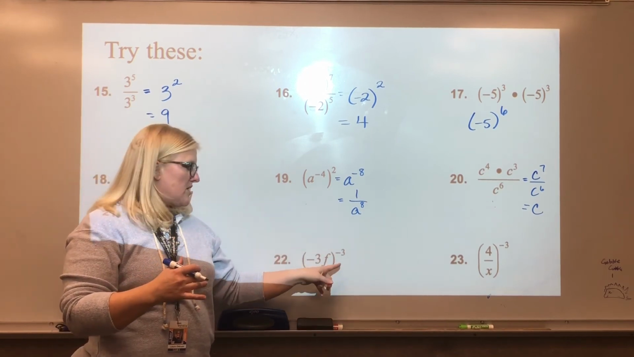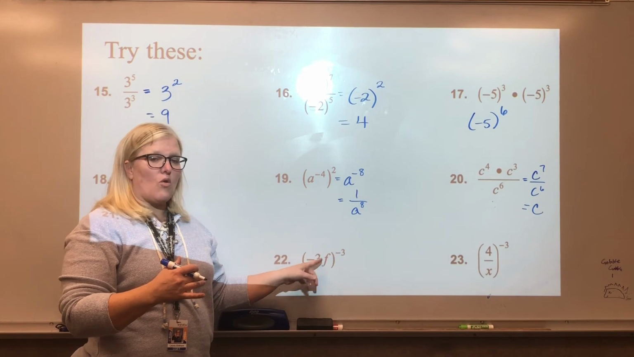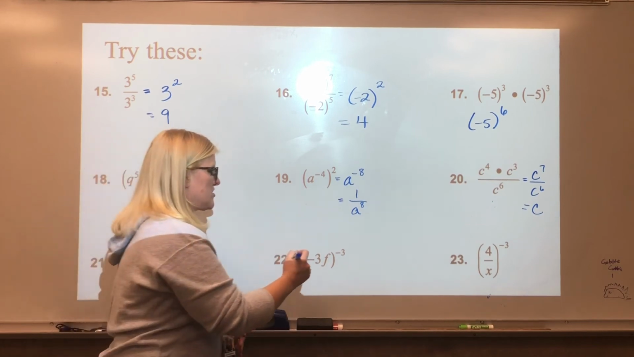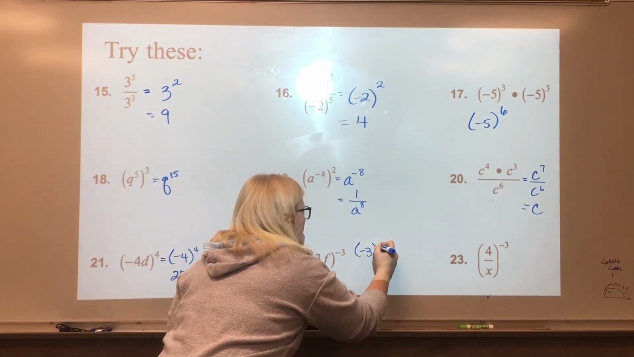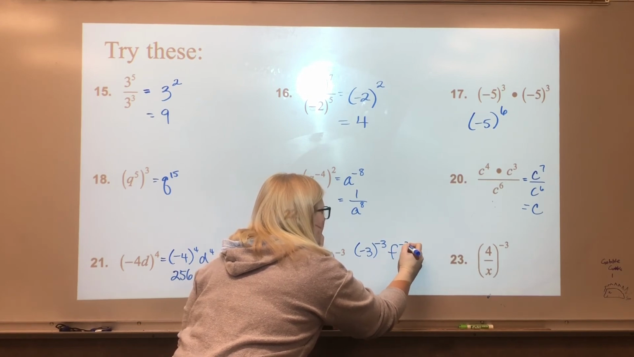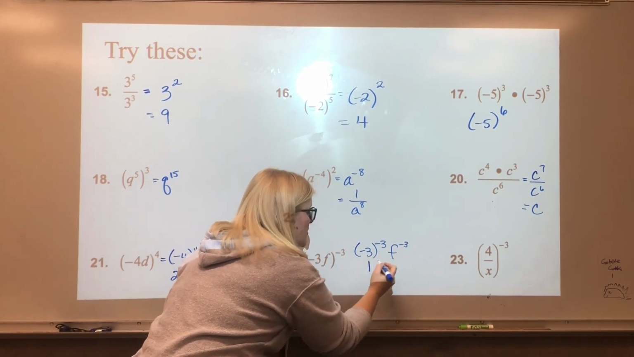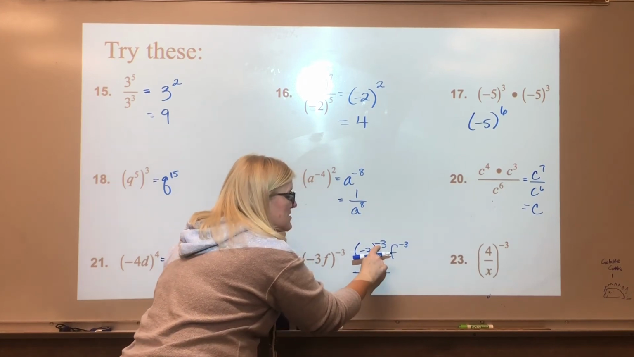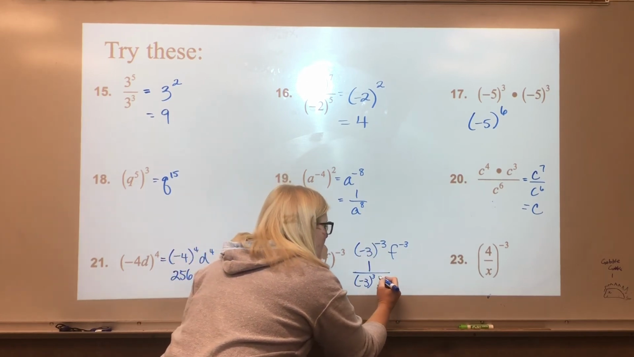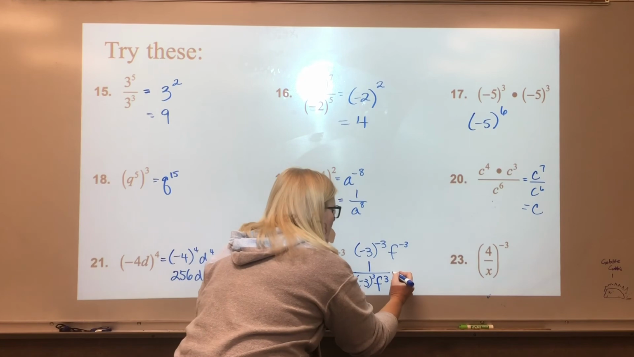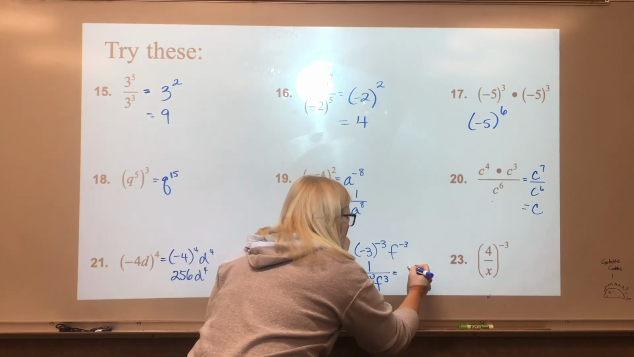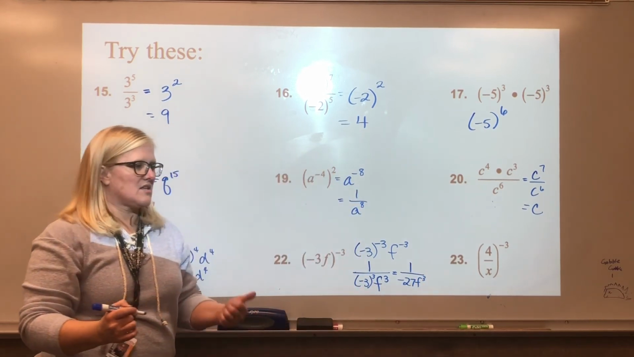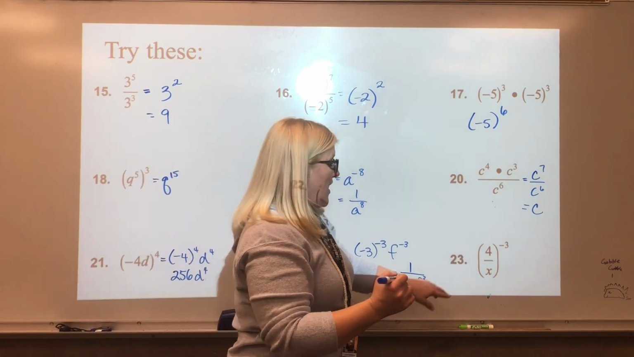Okay, now we actually have a couple of options on this one. We can distribute this exponent first, or we can flip the whole thing and then distribute from there. But I think I'm going to just do it first. So I've got negative 3 to the negative third and f to the negative third. So this becomes, both of these are going to get flipped. So 1 over negative 3 to the third, because once it's flipped, the negative goes away, f to the third. And negative 3 to the third is negative 27. So negative 27 f to the third, right? Yeah.